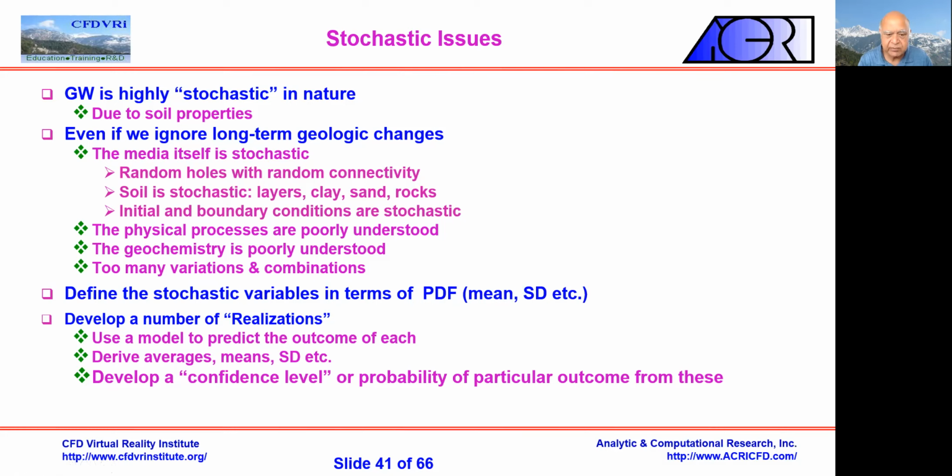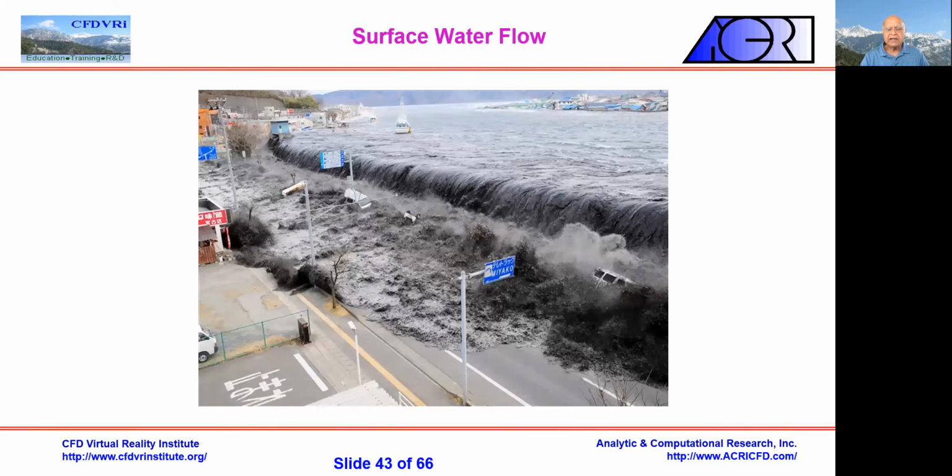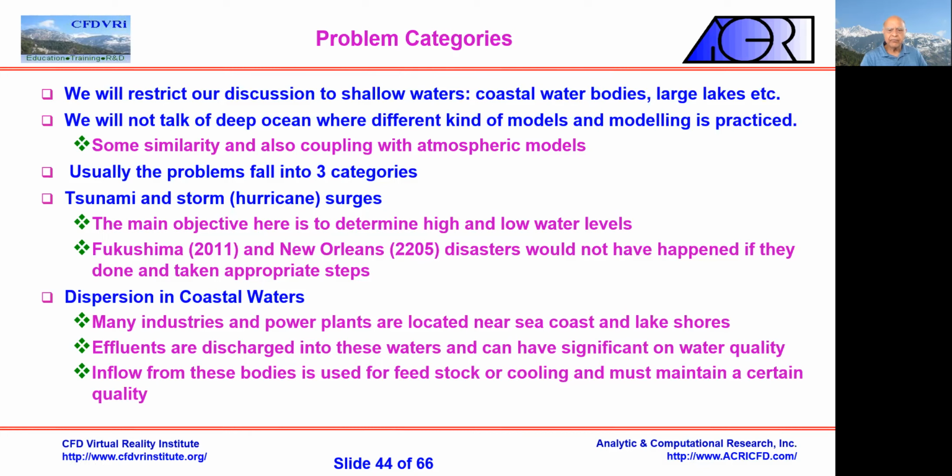It's a highly stochastic process, similar to turbulence. Now, with the time left to me, I'm going to move quickly to the shallow water transport. Shallow water transport is basically transport in coastal areas, lakes, and things like that. I'm not going to talk about the deep ocean, where, like the mesoscale model, there are different kinds of models that are used for the ocean. They couple with the atmosphere, all those things happen. So I'm not going to talk about that. So let's talk of the coastal water bodies.